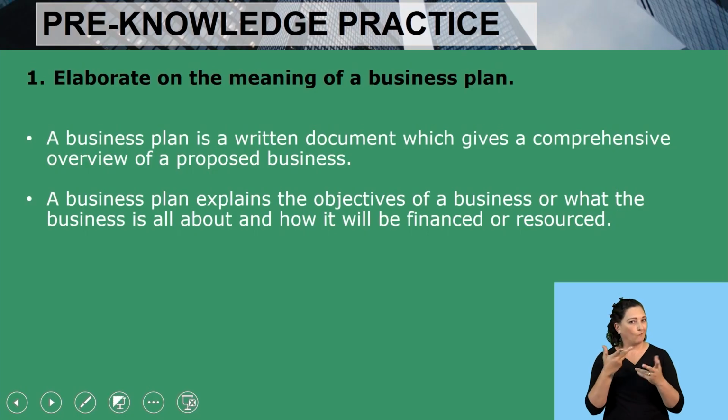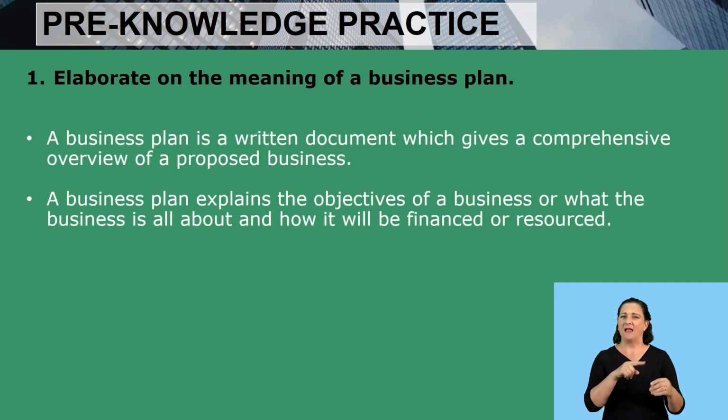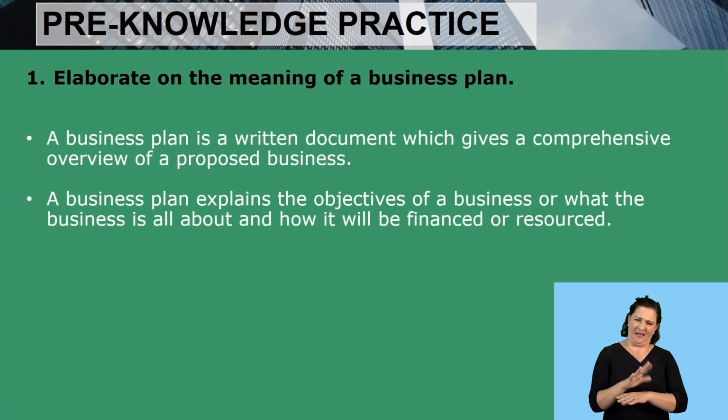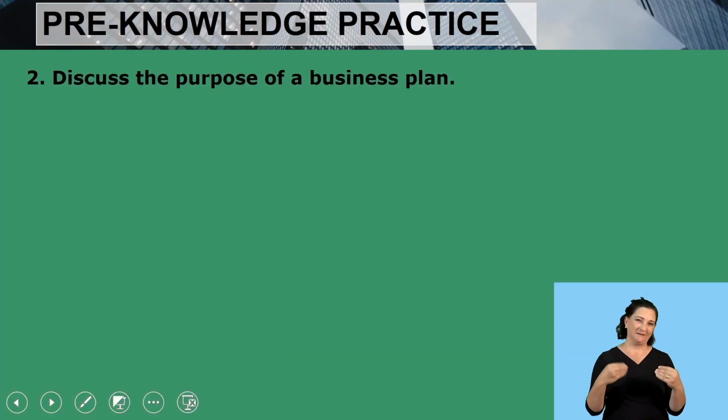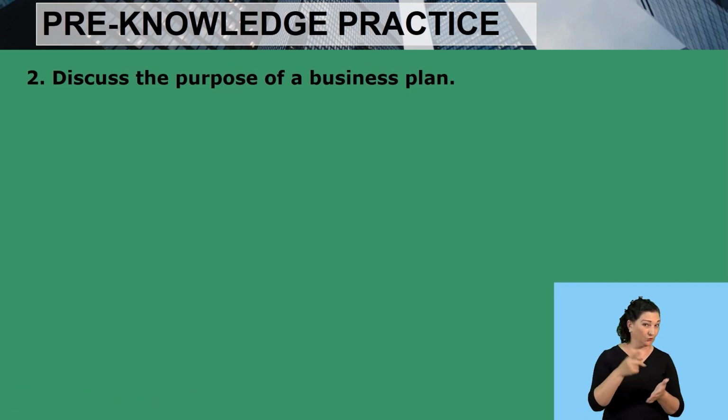A business plan explains the objectives of a business or what the business is all about and how it will be financed or resourced. We get it under the business plan. How is the business going to be funded? How will they get their money in order for them to start their capital? How are the resources going to be allocated in a business? So we find all that information in a business plan. Now, let's move on to the next question. Discuss the purpose of a business plan.